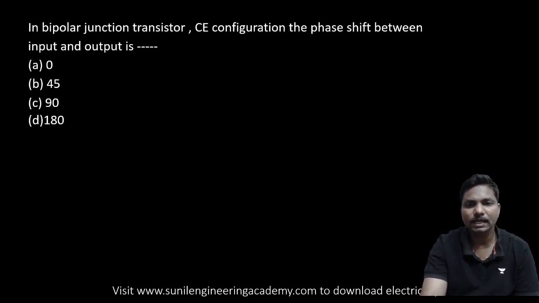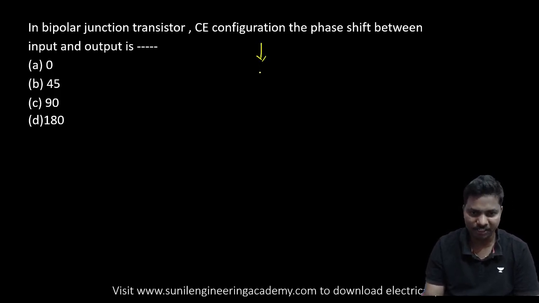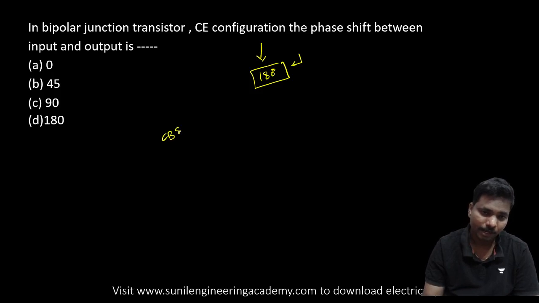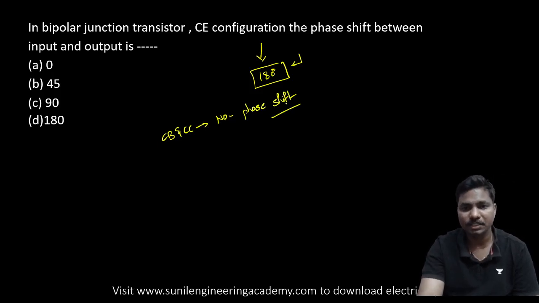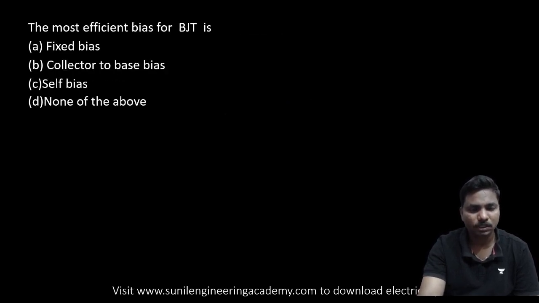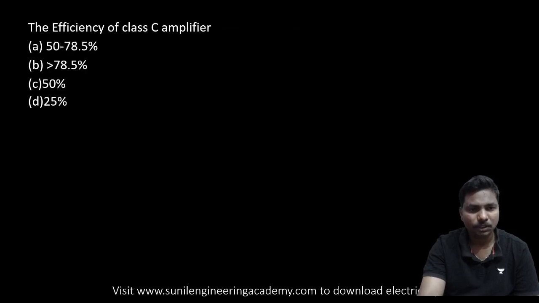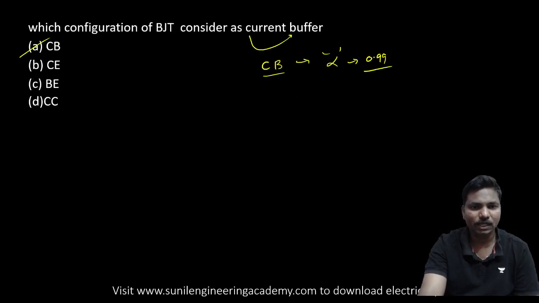In a bipolar junction transistor, the phase shift between input and output: only in common emitter configuration we have the phase shift of 180 degrees. Remaining two, CB and CC, no phase shift. Only common emitter configuration has phase shift. Okay, and stability based questions, biasing based questions and power amplifiers, we will discuss in the next session, guys.